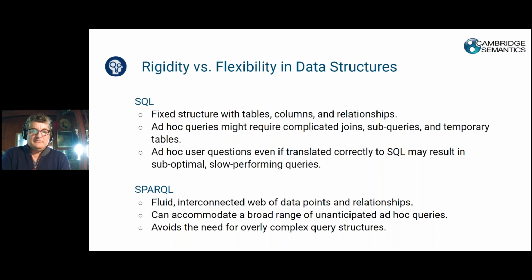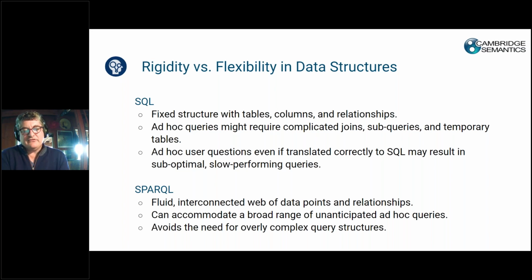So if you have the fixed structure of tables and columns and relationships, I always think when I work with knowledge graphs that it's kind of ironic that relational databases are called relational databases when they're really so poor at representing relationships. They're very bad at ad hoc queries. You may end up generating queries, if it's even a correct query, that are just suboptimal from a point of view of performance. There may not be indexes in the right place and so on.